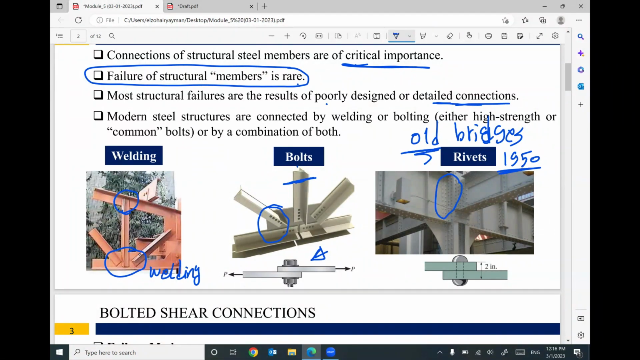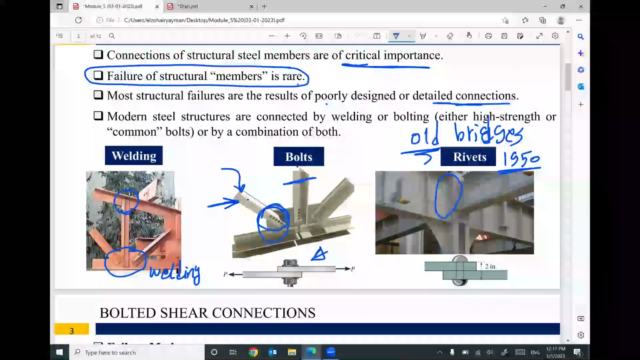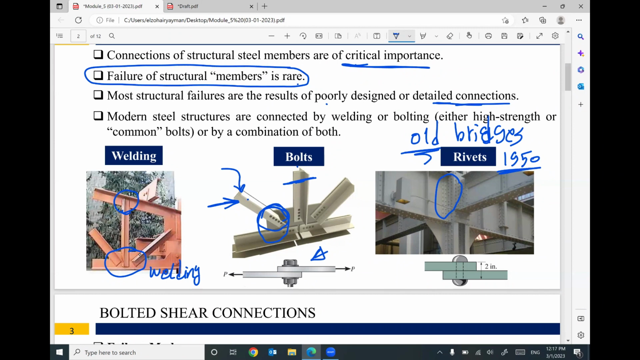If you expect, or if this happens in the future, that you have a failure in this member, we can say 90 or 95% of this failure will be due to this connection, not the member itself. I can say the connection will fail before any failure in the member. So keep this in your mind. You have to make sure your connection is designed correctly.